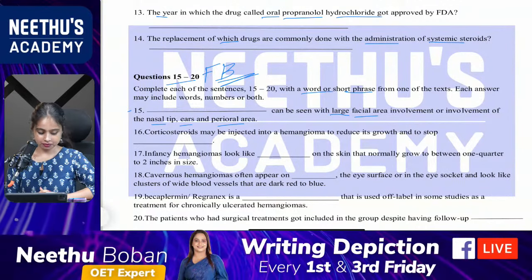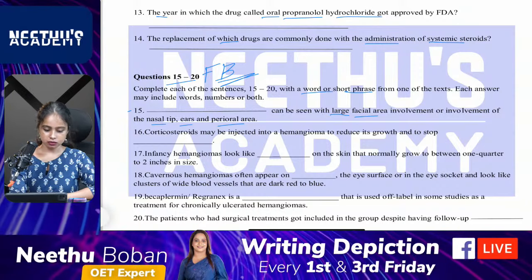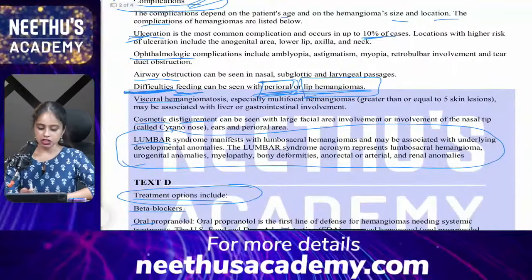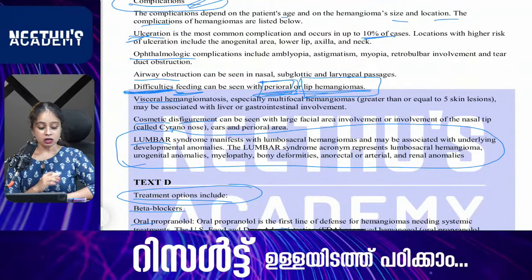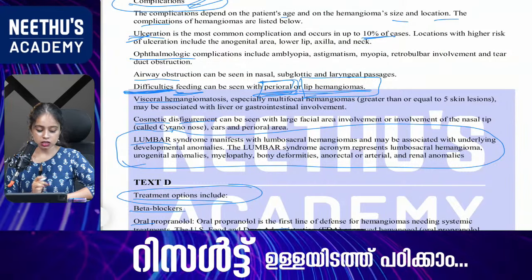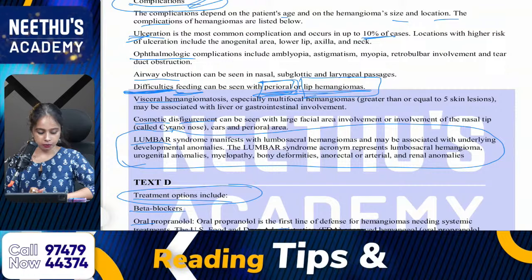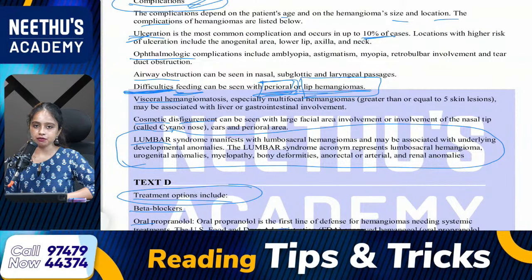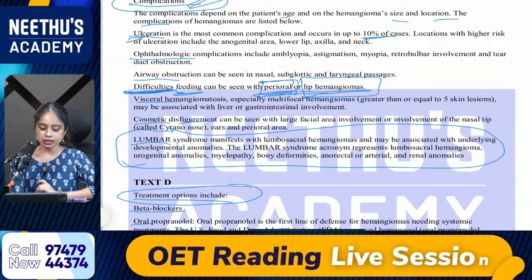15th one. Okay. Yeah, what is your answer? See in the complication text. Okay, we know, yes, beta blockers. When you write beta blockers, the hyphen should be there. Otherwise you will not get the marks. Beta-blockers. Okay, dear. So the answer is text C.